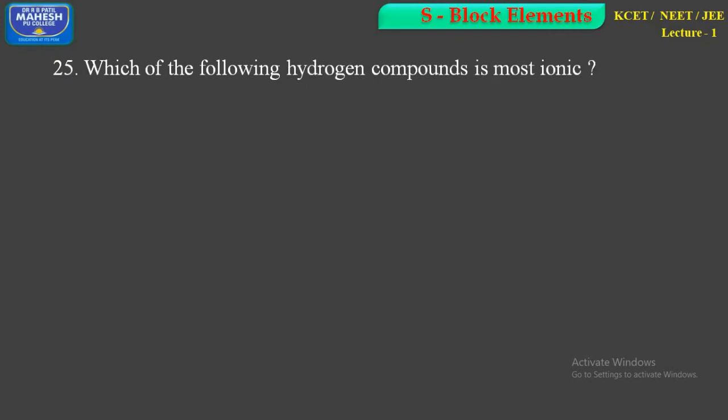Question 25. Which of the following hydrogen compounds is most ionic? Option A, lithium hydride. Option B, cesium hydride. Option C, hydrogen fluoride. And option D, hydrogen iodide.